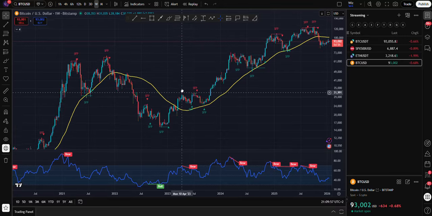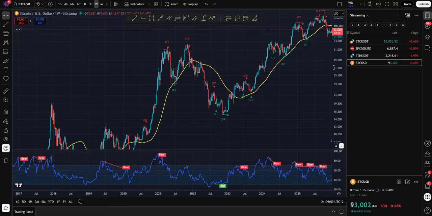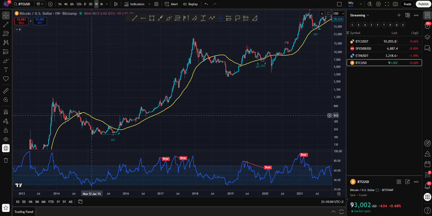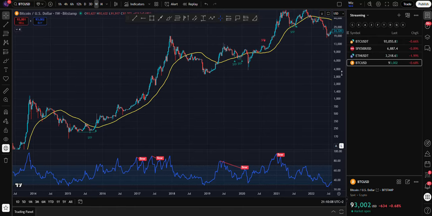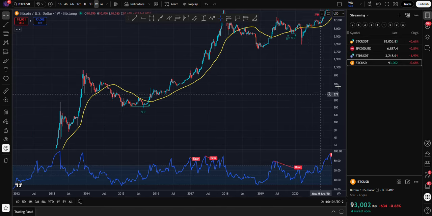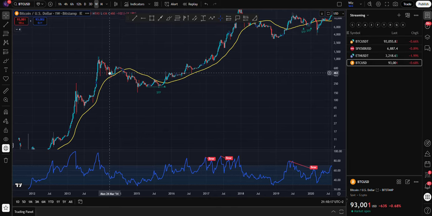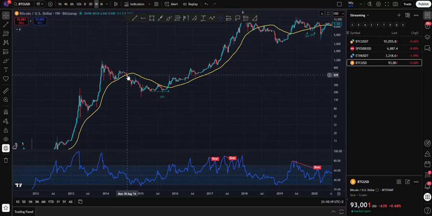the 50 weekly moving average. This indicator separates the bear markets from the bull markets on the Bitcoin chart. And you can see this historically, that whenever price is trading above it, we are in a bull market, and whenever it's trading below it, we are in a bear market.